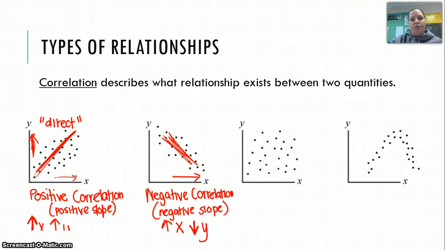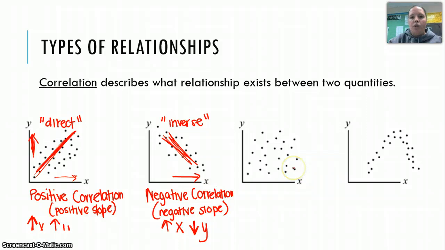As one goes up, the other goes up. As one goes down, the other goes down. For the opposite, though, with a negative correlation, we actually call this an inverse relationship. So as one goes up, the other goes down. If you look at this third graph, we've got a lot of scatter.